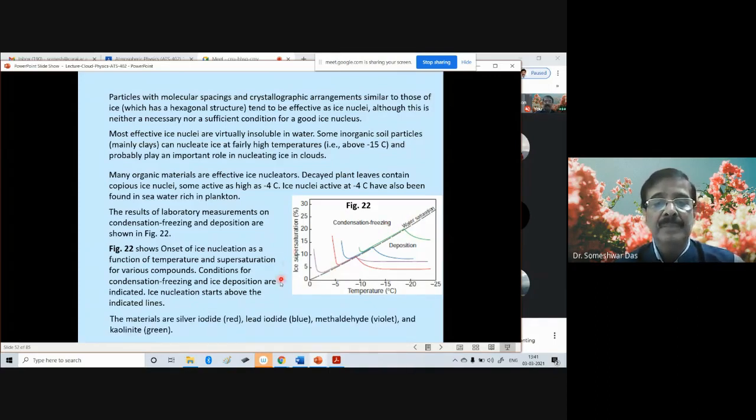The materials are as follows. The red curve is for silver iodide, the blue curve is for lead iodide, the violet curve is for metaldehyde, and the green curve is for kaolinite. So these are different compounds, like kaolinite, some sort of a clay, metaldehyde, lead iodide, and silver iodide. These are different materials which are sometimes also used in cloud seeding experiments, to freeze the water droplets quickly or more rapidly in the clouds.